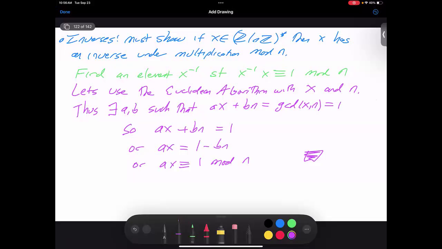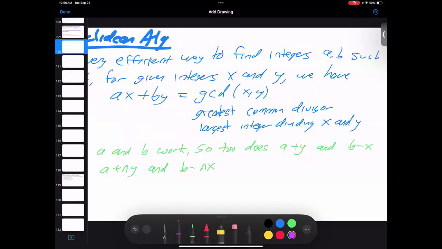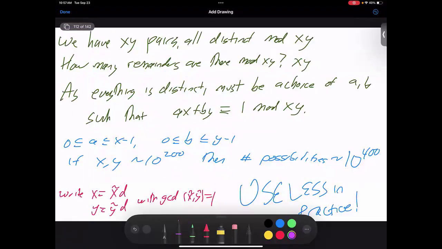However, at this point, I'm just asking, is this a group? Do I need to be able to find it efficiently to prove that it's a group? I just need the existence. So if I only need the existence, could I do this crappy proof from the beginning of the lecture? Yeah. That proof is sufficient to show that there are some a and b such that ax plus by equals 1. So if all I care about is proving that there's an inverse, this was enough.